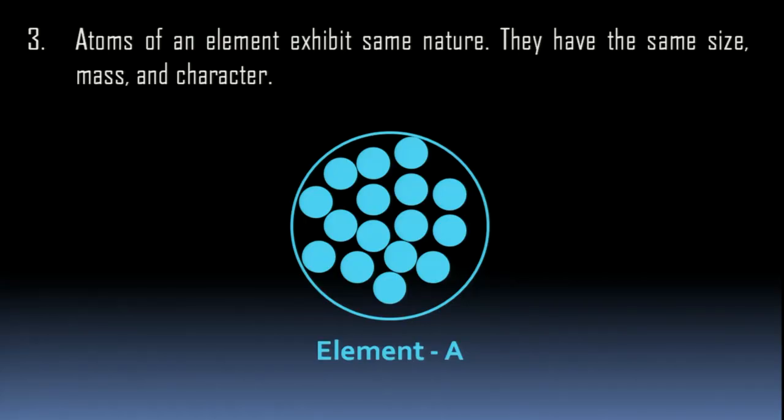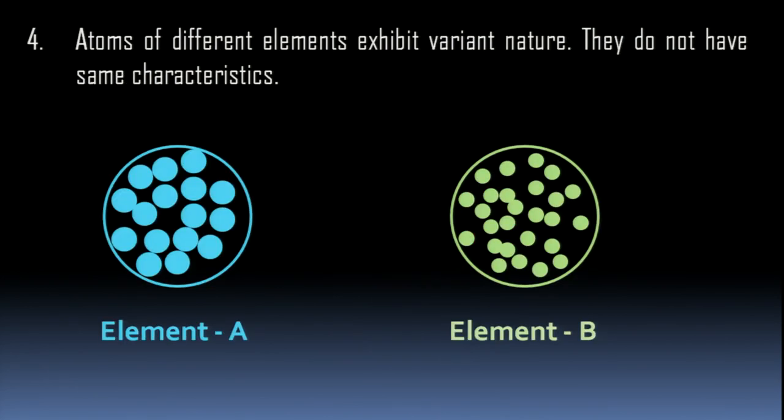Atoms of an element exhibit the same nature. They have the same size, mass, and character. Here, suppose this is an element A and there are various atoms inside it. You can see the atoms inside it. All the atoms have the same, here I have considered the color and the size, the possible things. They have the same nature also. Here in element A, you have atoms of the same size and the same color.